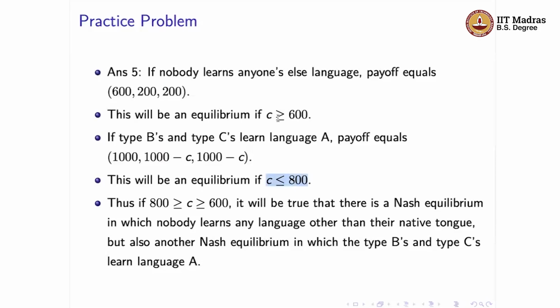So what you get by combining these two things is that if C lies between 600 and 800, then you end up with two Nash equilibria: one in which nobody learns any language other than their native tongue, but also a second equilibrium in which type B's and C's learn language A, right?